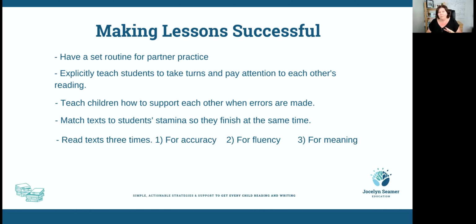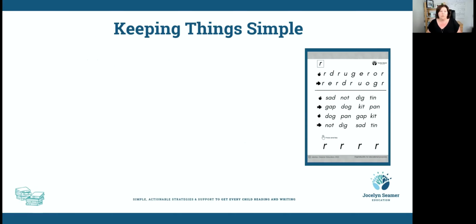Read 3 times. The first one is for accuracy, just lifting the words from the page. The second goal is fluency, so nice and smooth and with expression. And the third one is for meaning. So help children understand that multiple readings are not about trying to make them bored, but that there are purposes for the different types of reading.